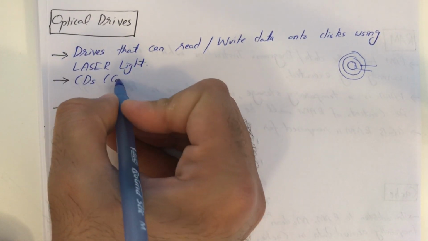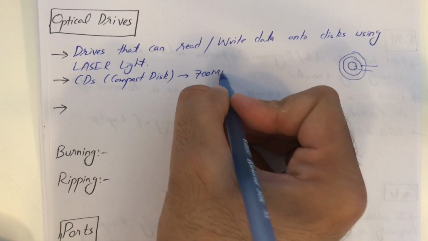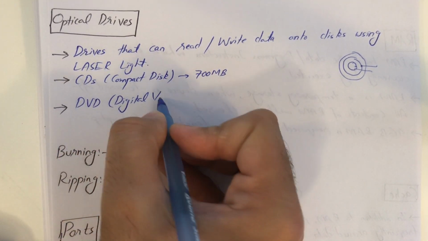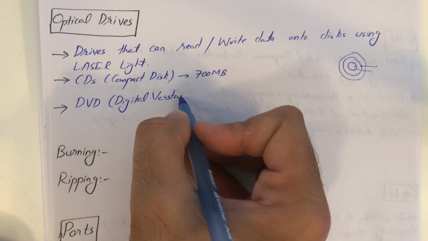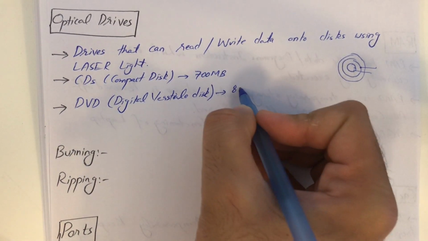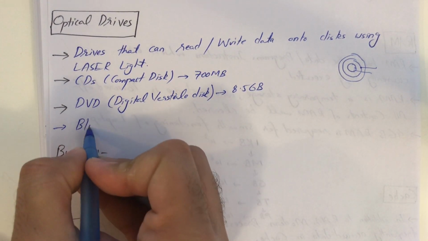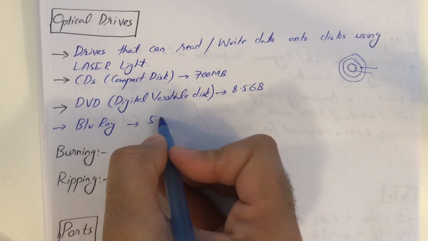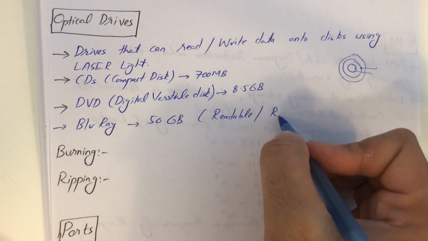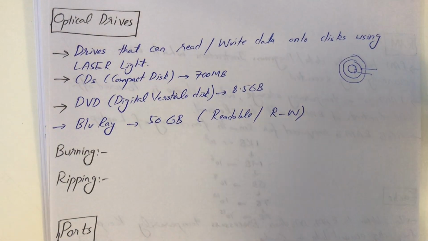CDs are an example. CD stands for compact disc, and the size is 700 MB. Then DVDs came in, digital versatile disc, with a size of 8.5 GB. Then we have Blu-ray nowadays, and the size of Blu-ray is 50 GB. You can make Blu-ray just readable, or you can make it rewritable. If you make it rewritable, it becomes just like a USB drive.